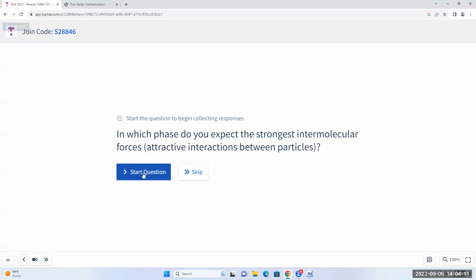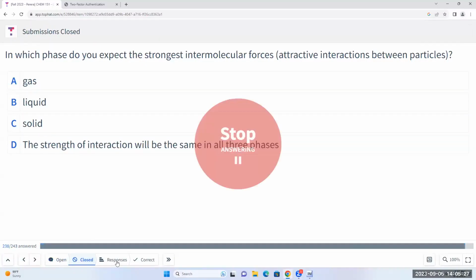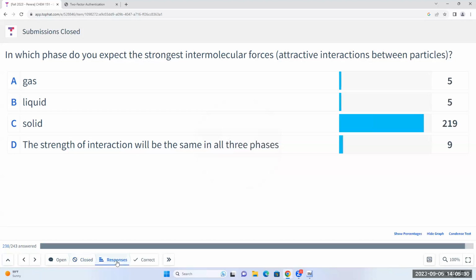Here we go. One minute in your groups. We answered the same question on Thursday as well. And here are our responses. Look at that. It's beautiful.